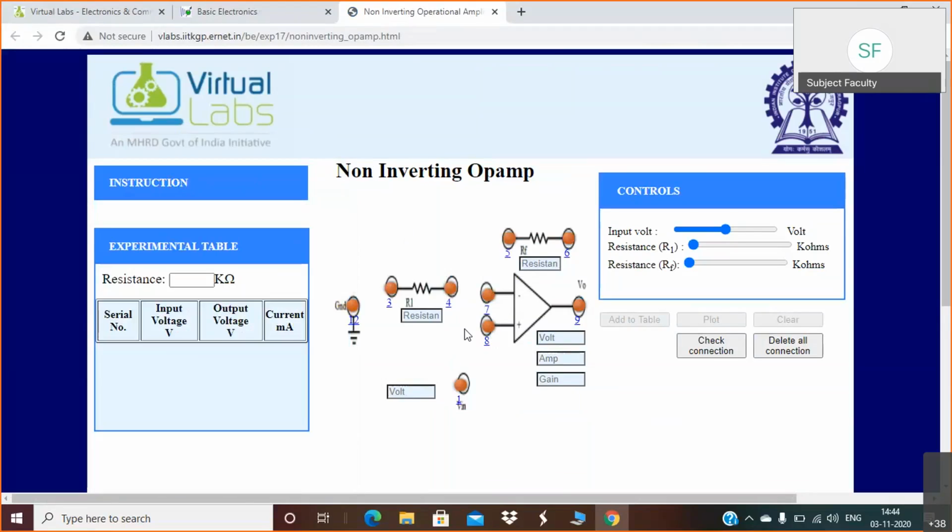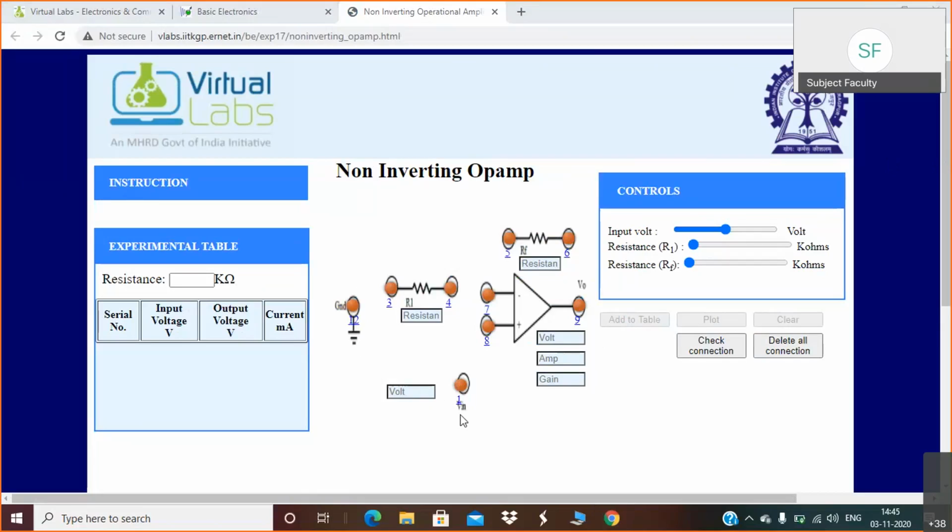Now again, these are different components, but these are not connected. So you need to connect it first. Okay. Then again, same controls are given: input voltage, resistance R1 and RF. For non-inverting operational amplifier, the formula for gain, that is formula for V out divided by V in, is 1 plus RF upon R1. Right. So now you have to do the connections first.